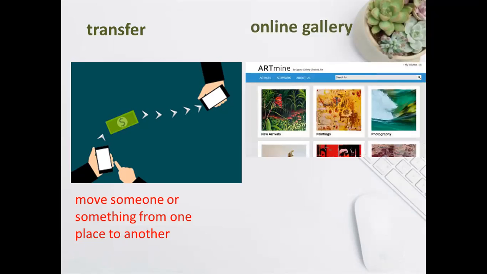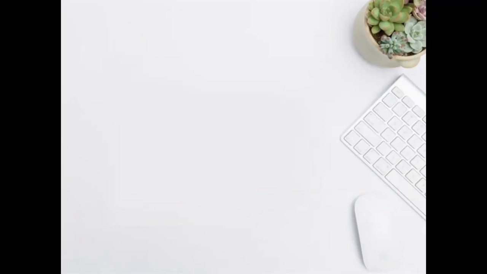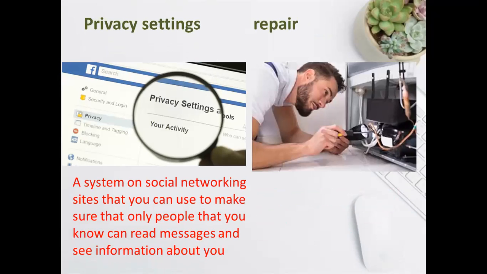Online gallery, the website that you can watch photos and other things on. Privacy settings is a system on social networking sites that you can use to make sure that only people that you know can read messages and see information about you. Repair, to fix something that is broken or damaged.